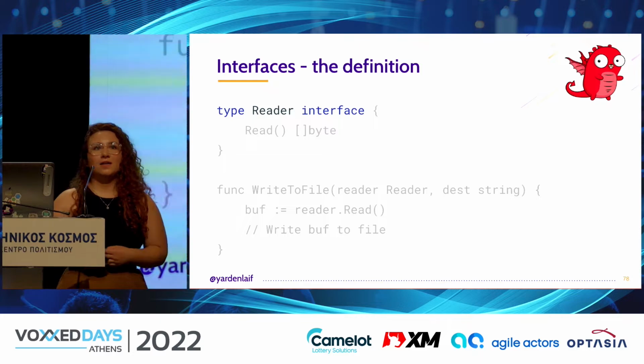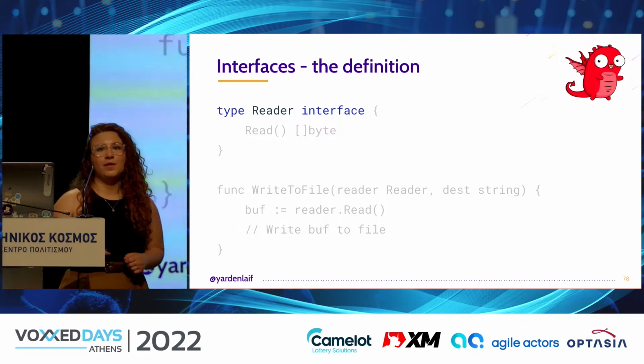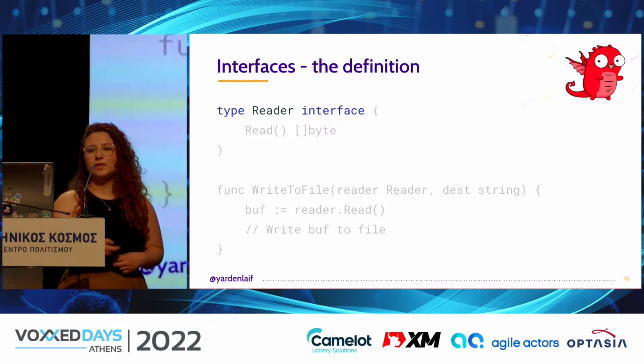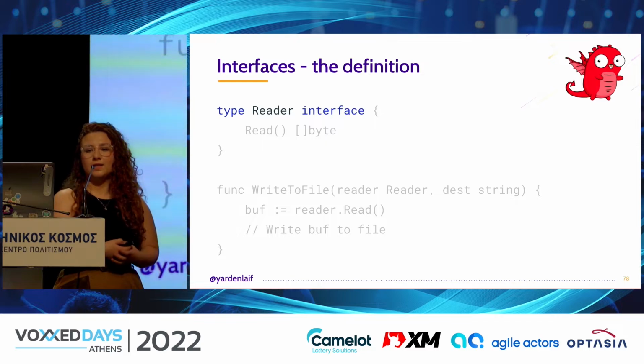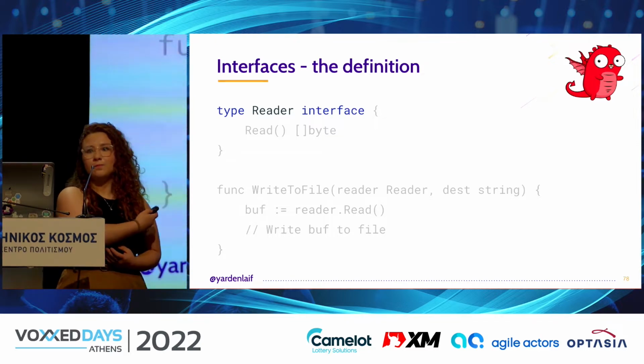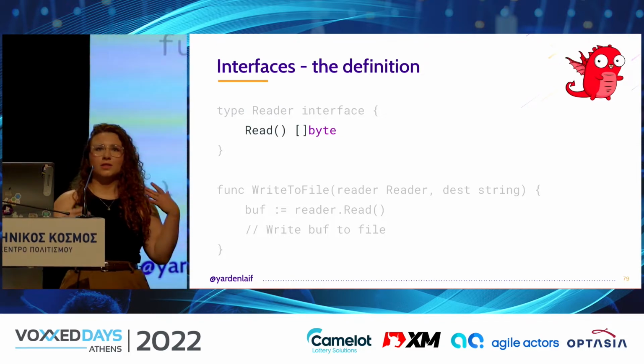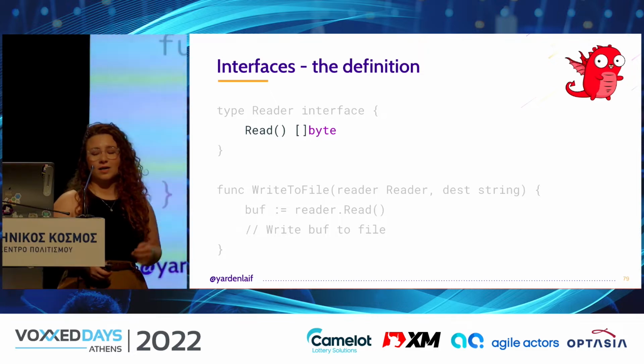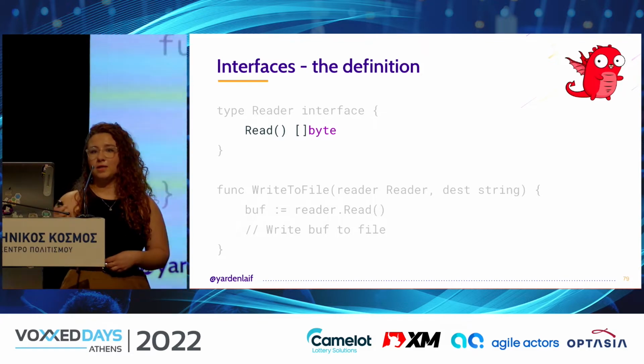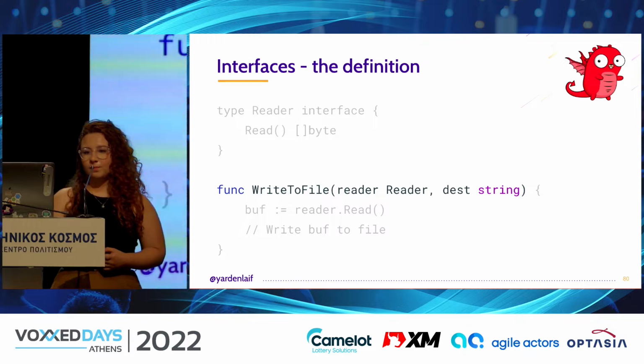First of all, in order to define the interface, we're going to use the type keyword, just like we did with a struct. We're going to use the interface keyword, and in this case, our interface name is reader. And we just have one function in this interface. I could have added more, but there's no need. So we have the read function. It does not accept any parameters, but it does return a list of bytes, an array of bytes.